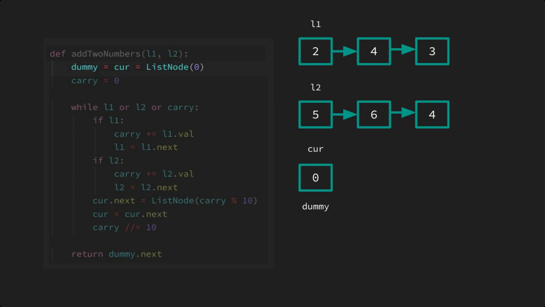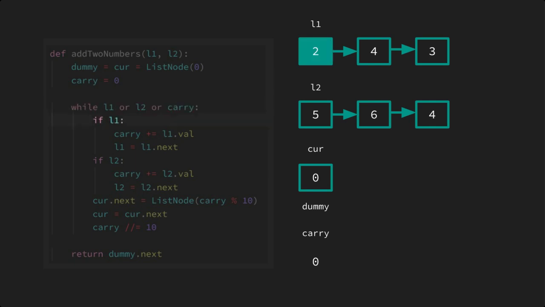This will make more sense in a minute. The second thing we do is initialize a variable to keep track of the running tally as we add each digit. We're going to call this carry. Then we loop through the list, and we keep going as long as there's a node from list 1, or a node from list 2, or there's a number being carried over.